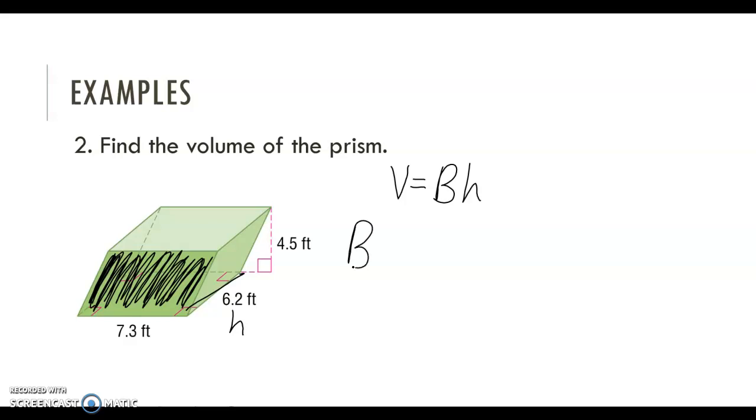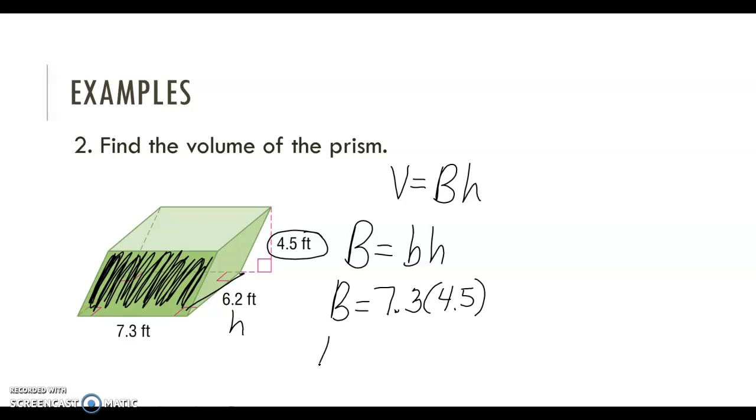When I look at the base area of a parallelogram, it is base times height. So the base of the parallelogram is 7.3, and the perpendicular height of the parallelogram is 4.5. So the base area is going to be 32.85, and we'll keep it to the nearest hundredth for now. Now we can substitute everything in.